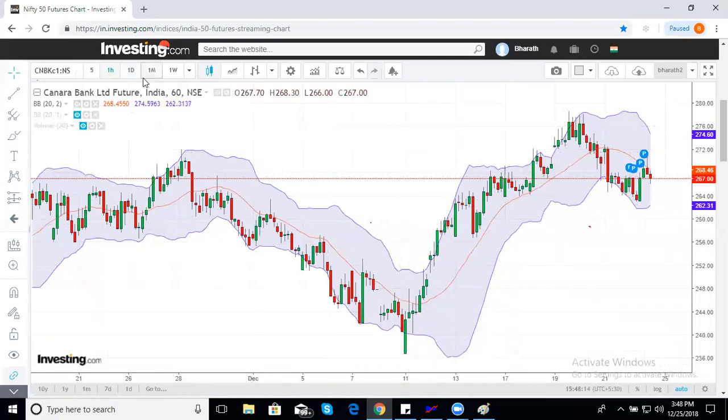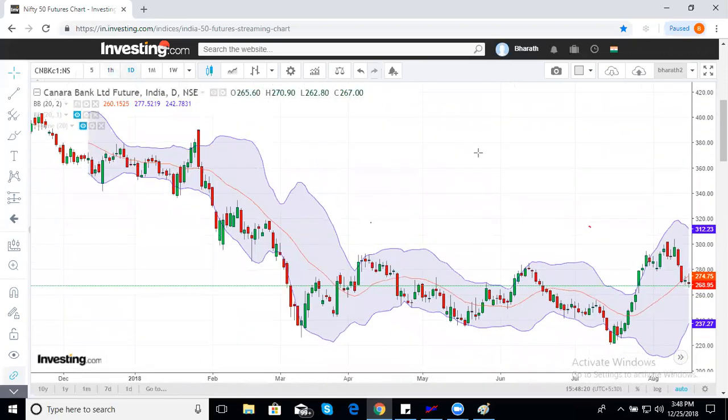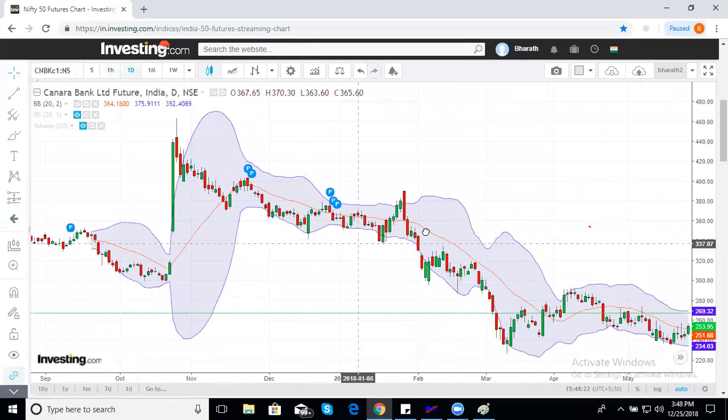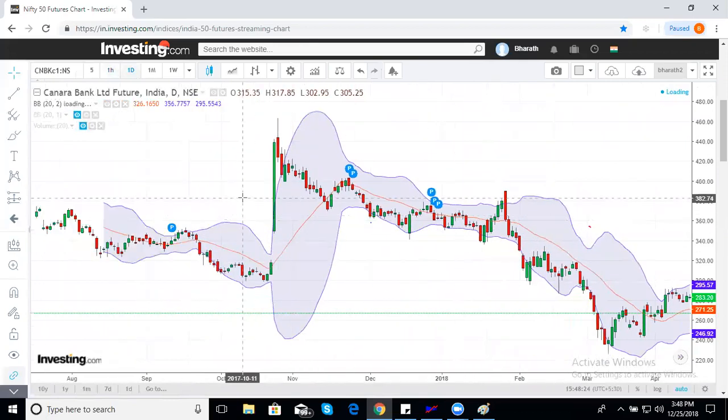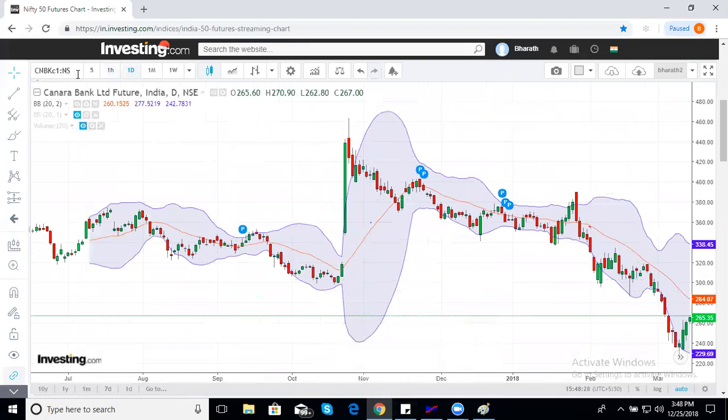If you see an outside inside like this, the best chart for you to see would be NSE Nifty. I'll show you a Nifty chart.